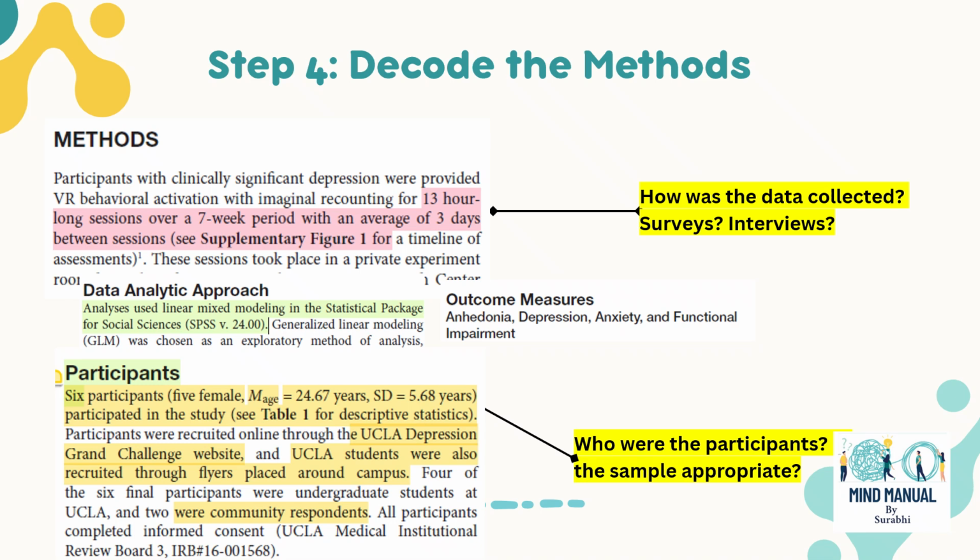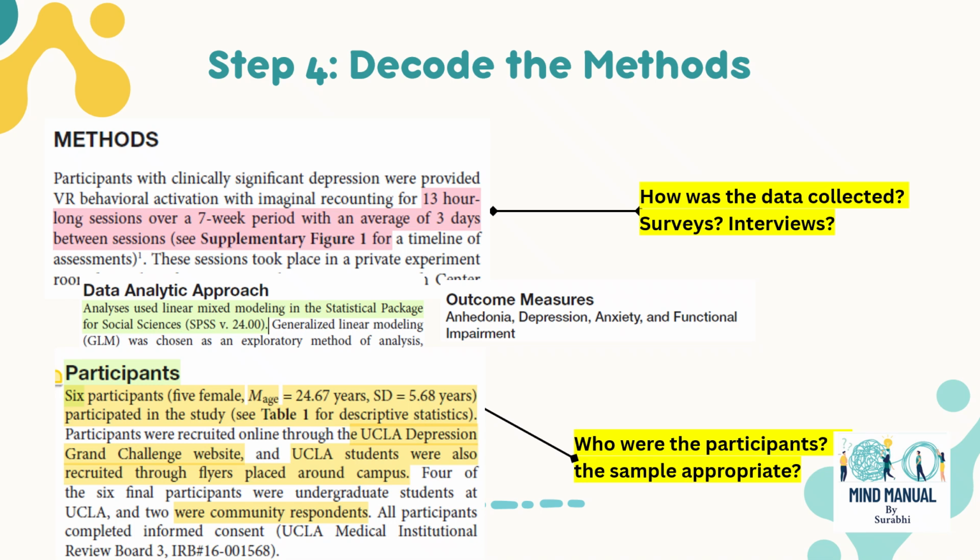But here, the important question that we need to ask is first, who were the participants? Was the sample appropriate? What was their age? What was their background? If they had any complications, like in this particular research, they were looking for people with anhedonia as a symptom, like depressed individuals. So that's what they have included here.